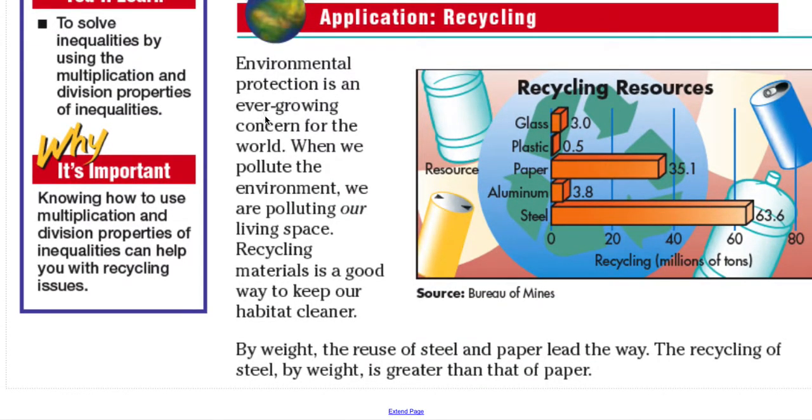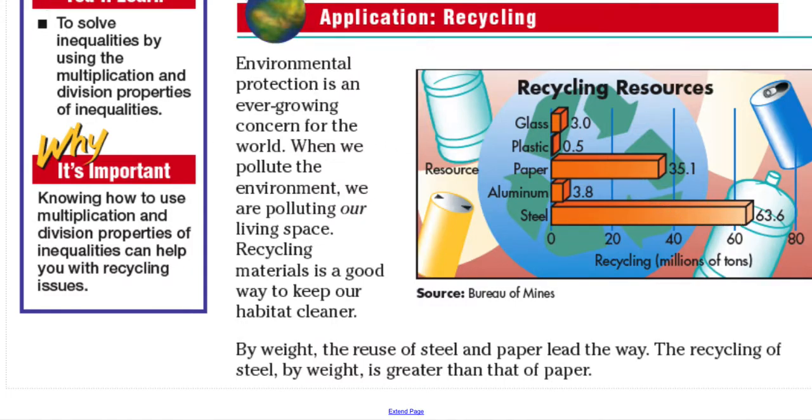Environmental protection is an ever-growing concern for the world. When we pollute our environment, we are polluting our living space. Recycling materials is a good way to keep our habitat cleaner. By weight, the recycling of steel and paper leads the way. The recycling of steel by weight is greater than that of paper. On our horizontal bar graph, we can see that steel is way greater than paper recycling.